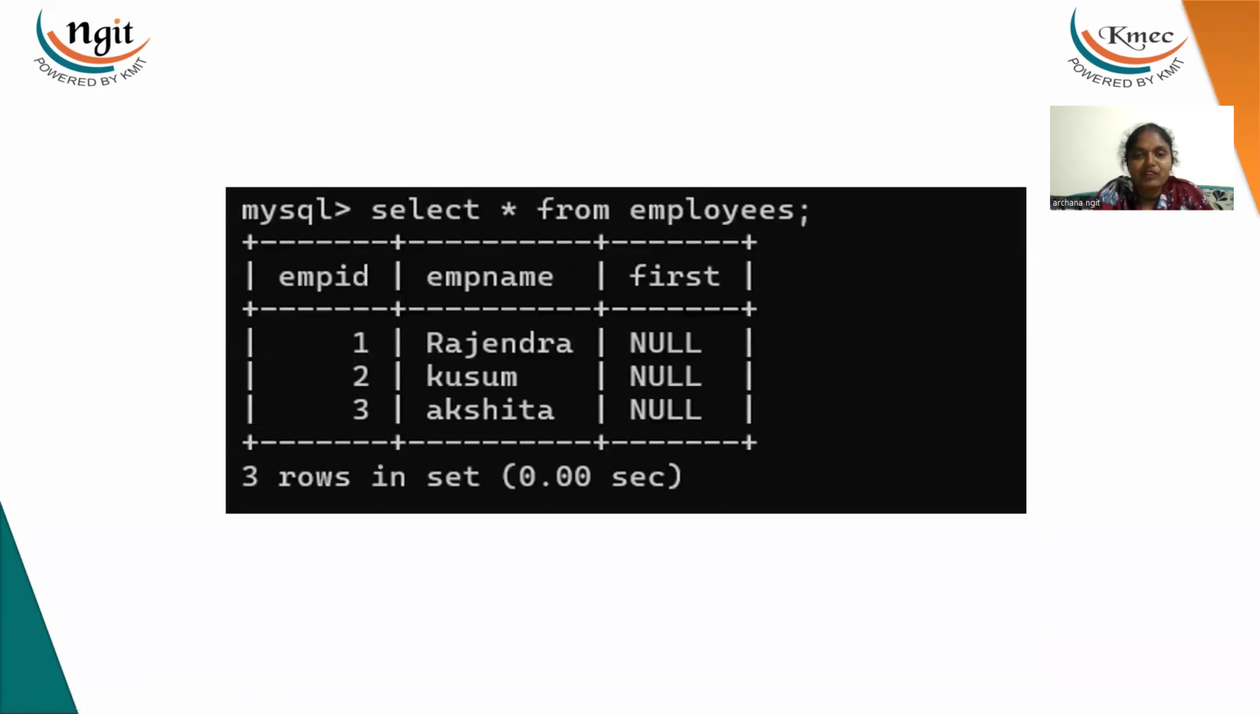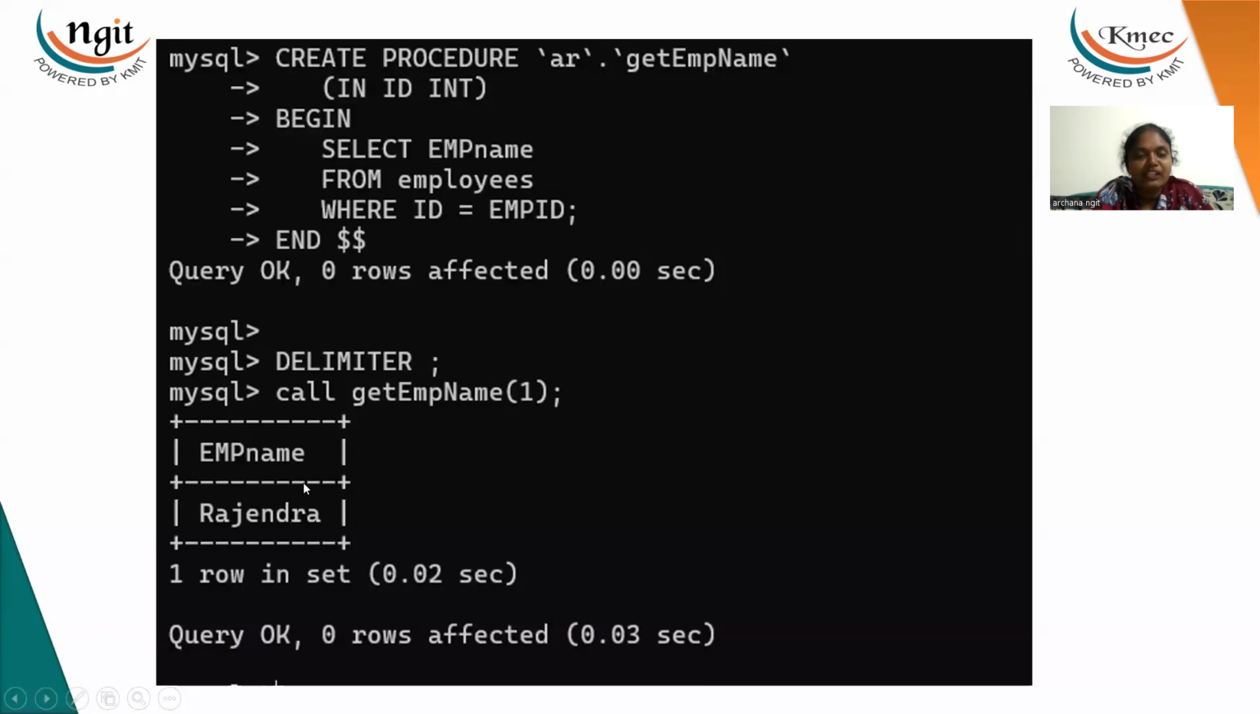Look at the previous one: ID 1 matches with employee ID, and we have the employee name as Rajendra. The same thing is going to be retrieved here. So that's how stored procedures are created and executed.